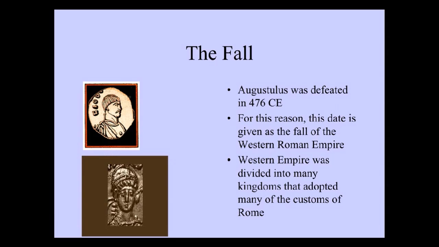All these different groups are going to settle in areas that used to be part of the Western Roman Empire. From this point on, from 476 on, we begin to see not Roman control of Western Europe, but many different German kingdoms that are going to adopt many of the customs of Rome. They're going to still have Roman law. Many of them are going to speak Latin. They're all going to follow the same Catholic Christian religion. That's a lot of continuity that we're going to see with the fall of Rome.